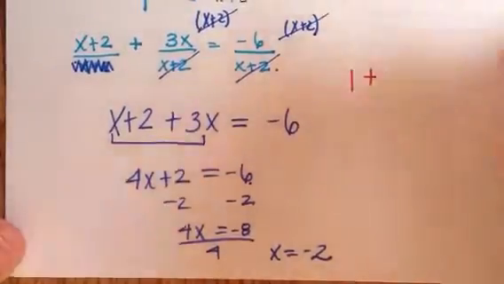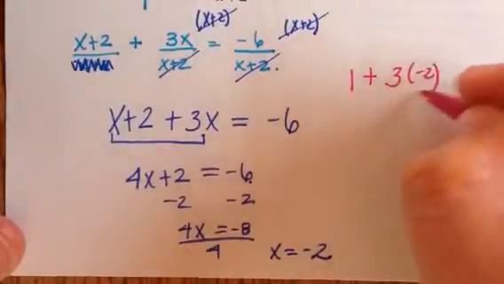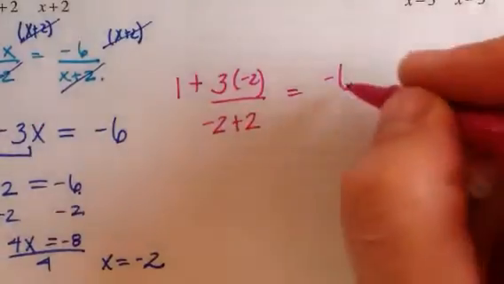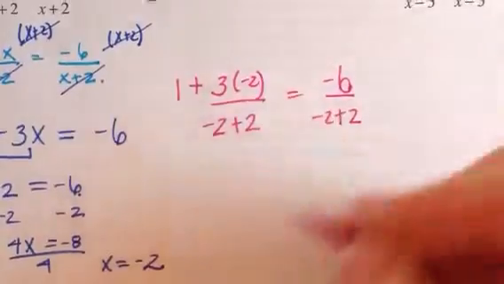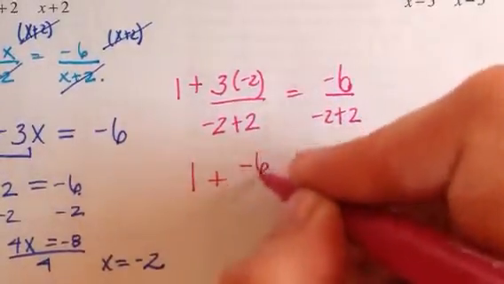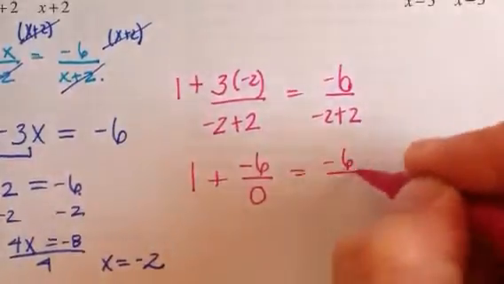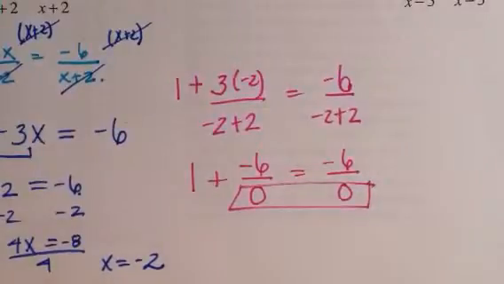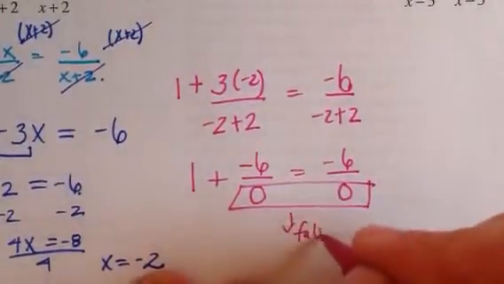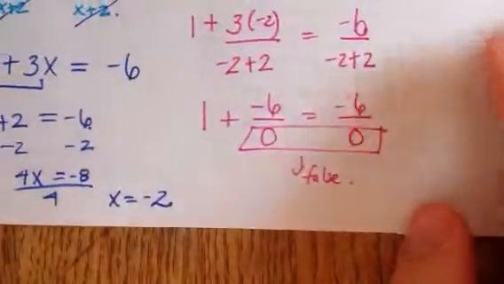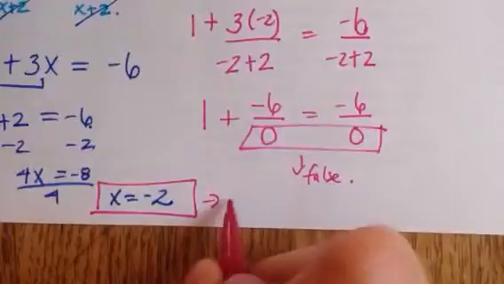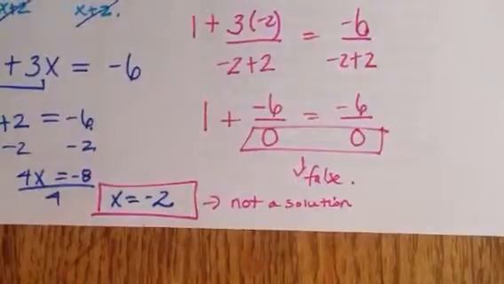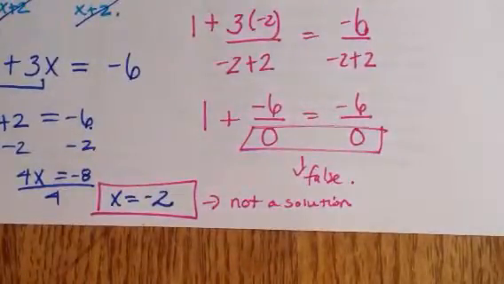So I'm going to have 1 plus 3 times negative 2 over negative 2 plus 2. Does that equal negative 6 over negative 2 plus 2? I'd have 1 plus negative 6 over 0 equaling negative 6 over 0. We know we can't divide by 0, so therefore this is a false statement. If it's a false statement, that means that x equaling negative 2 is not a solution because it created a 0 in our denominator. So that's why we always have to check it.